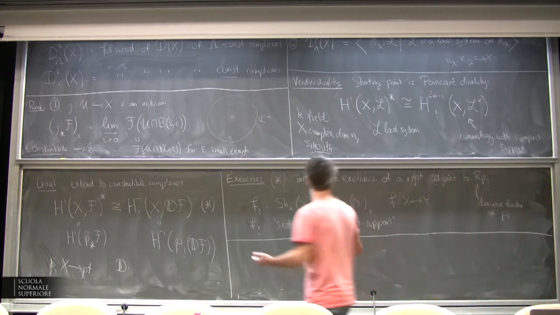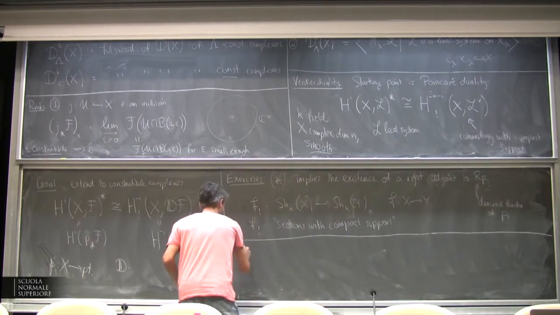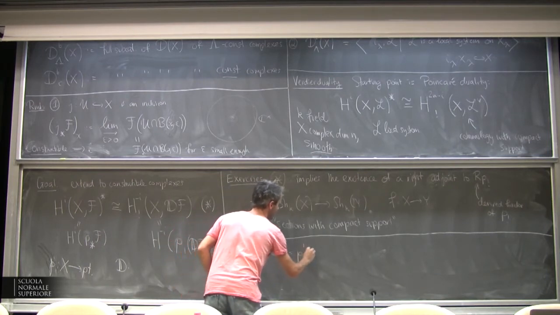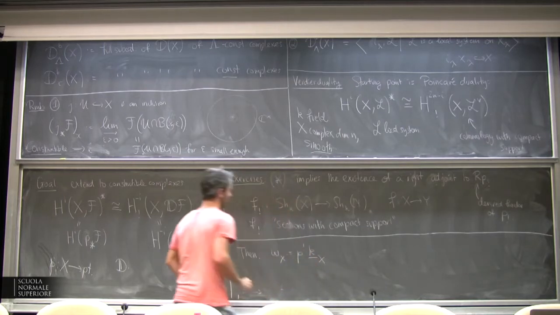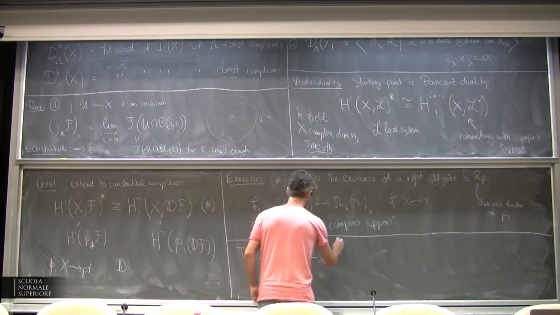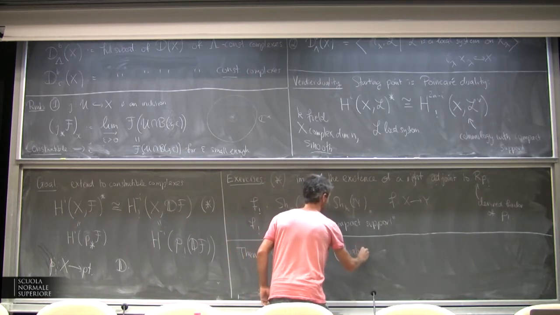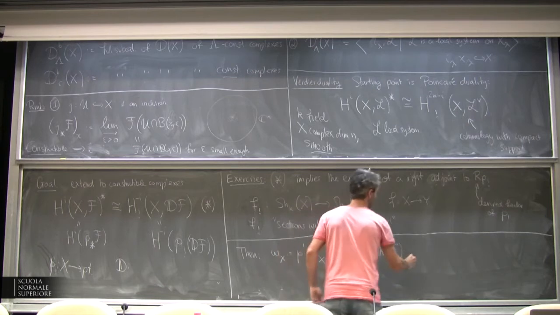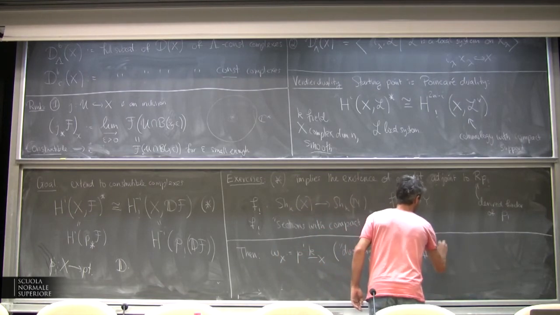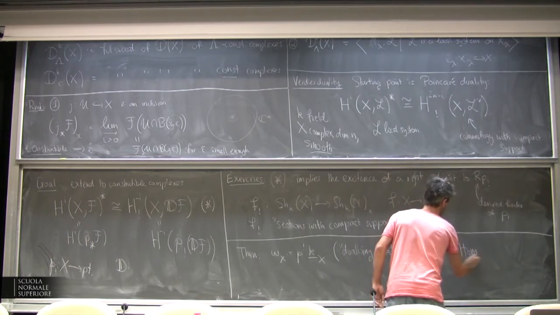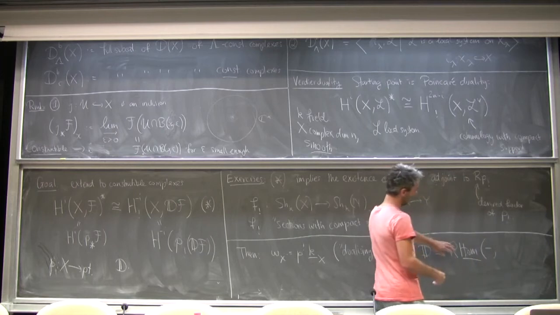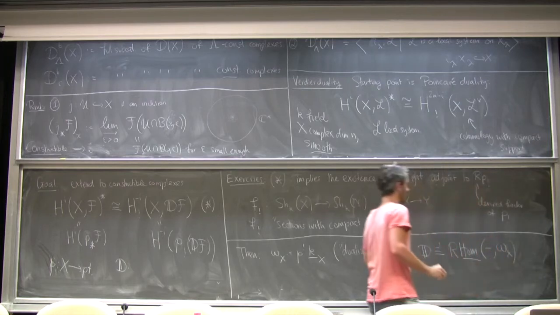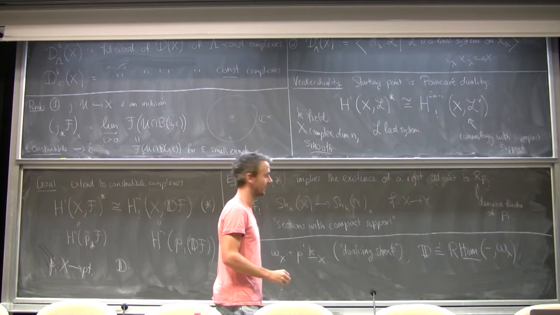And then, so this is all formal. Then we set omega X to be the dualizing sheaf on X, the image of the constant sheaf on X under the right adjoint, so this is called the dualizing sheaf. And then D is necessarily isomorphic to the derived functor of sheaf homomorphisms to this dualizing sheaf.